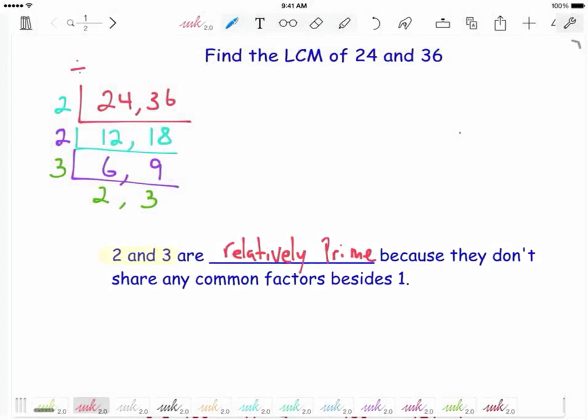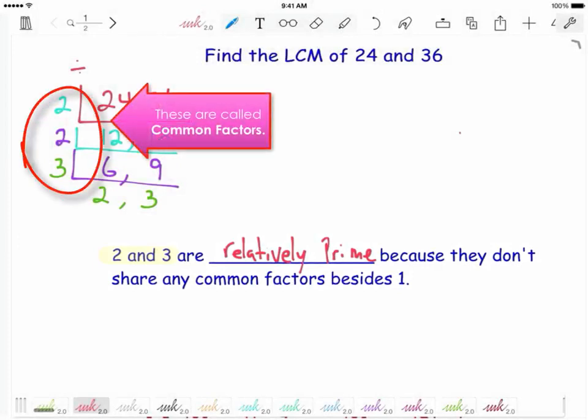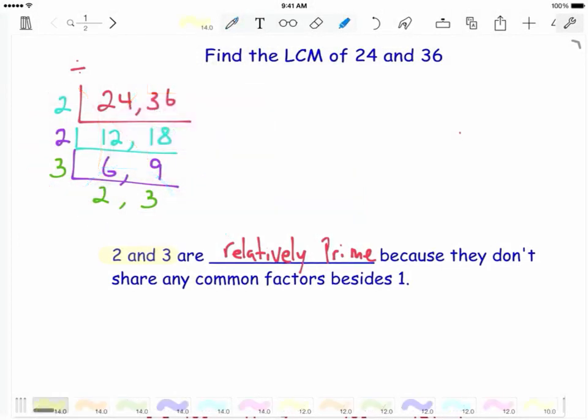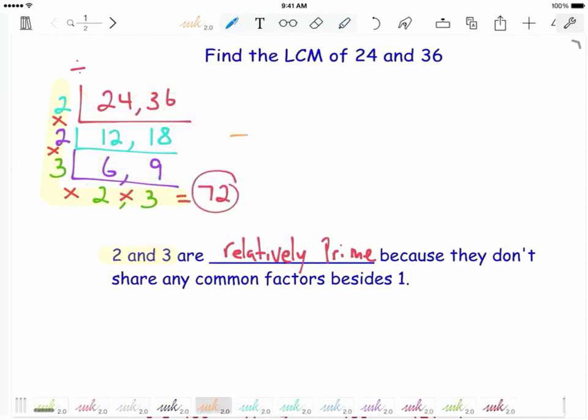The LCM will be the product of the common factors on the left side times the uncommon factors at the bottom, which also form an L shape together. So the LCM of 24 and 36 is 72. Now, if I redo this question using different factor pairs, the LCM will still be 72.